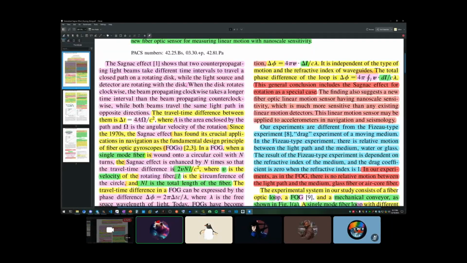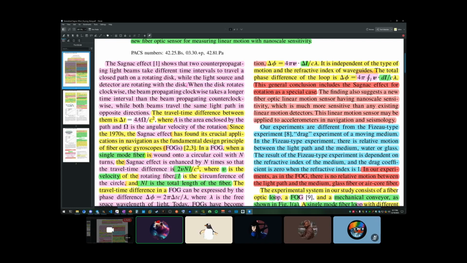Of the light in the detector are rotating with the disk. So in the traditional configuration, the light source and the photographic plate are on the rotating device, like in the rotating circle, for the example I gave earlier to Brandon. Okay. When the disk rotates clockwise, the beam propagating clockwise takes longer.